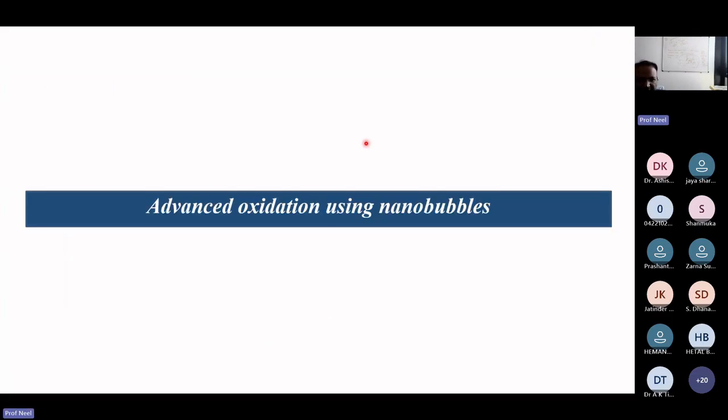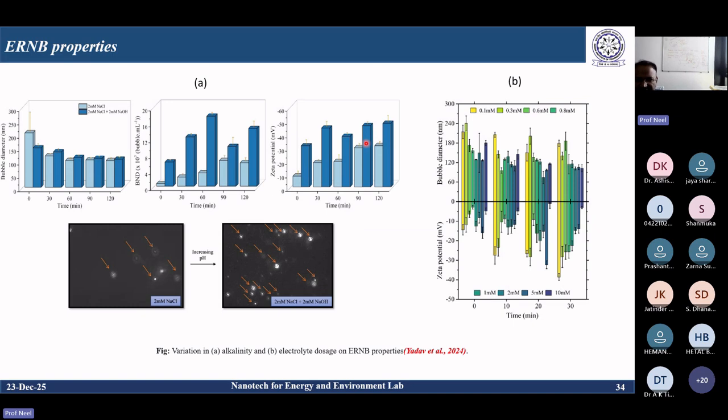So we have done a lot of experiments on this, and we have seen that bubble generation is there, of course, with time. If you look carefully, if you increase the time, you'll get more and more bubbles. But these bubbles are seen to be electrochemically active, and they reduce the dye molecules present in the water.